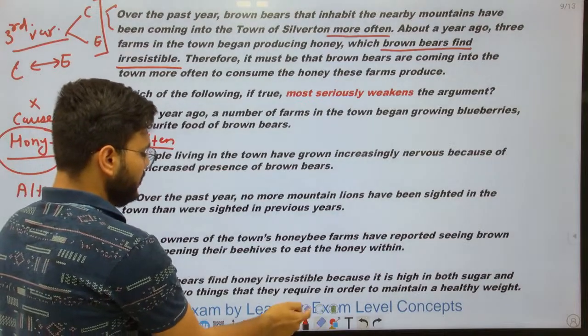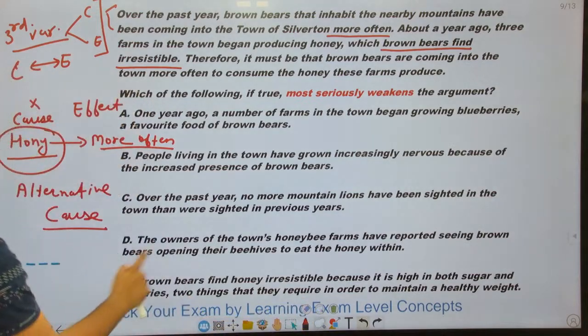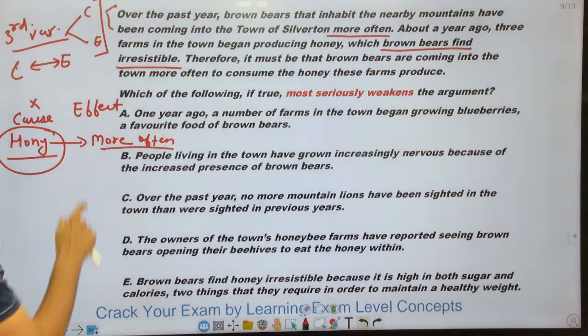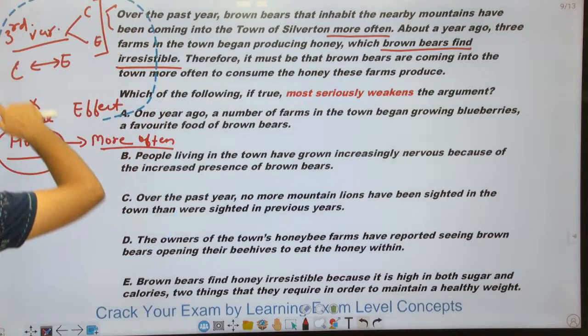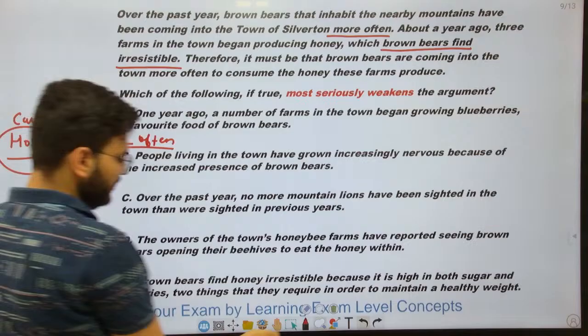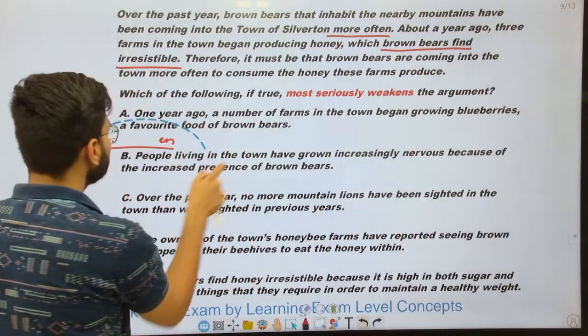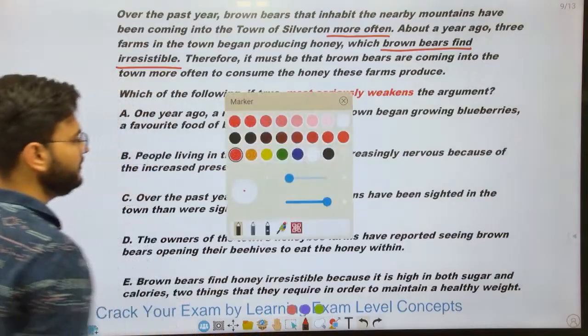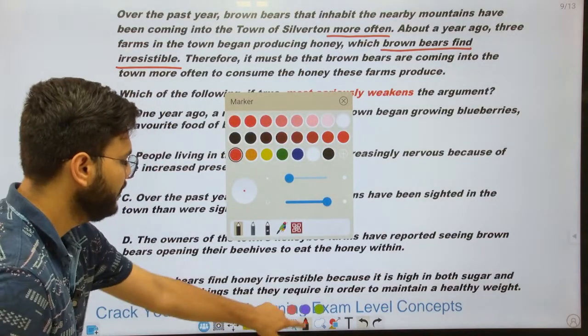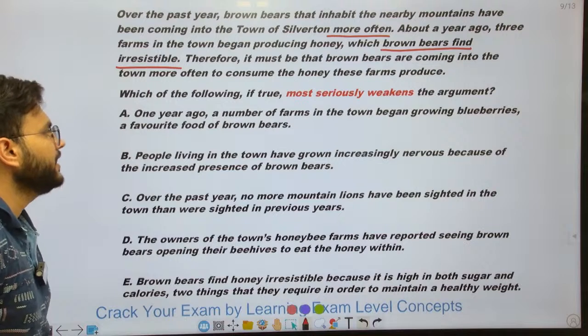Okay. So we know this is a cause and effect relation based question. The cause is that honey is causing these brown bears to visit the town more often. This is what the circumstances are. Now let's see what is happening. We have to weaken. Now option A.